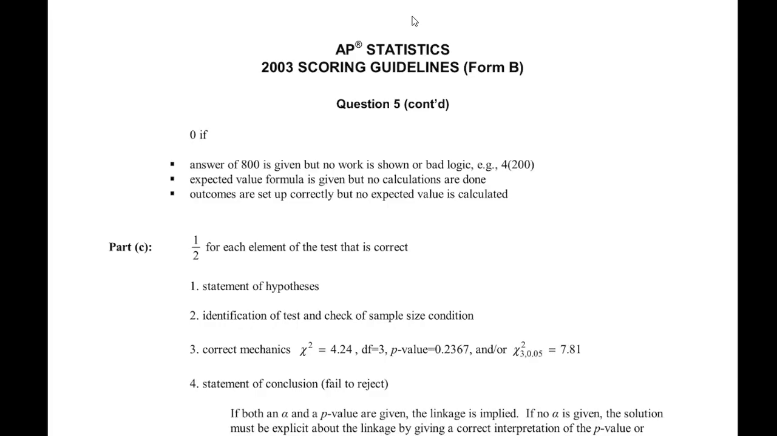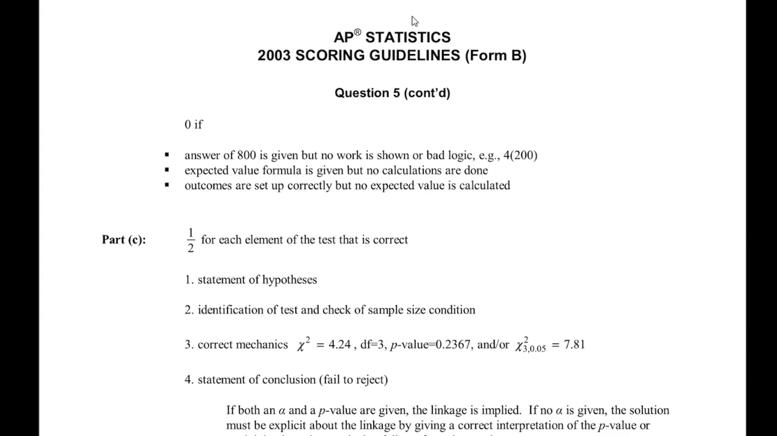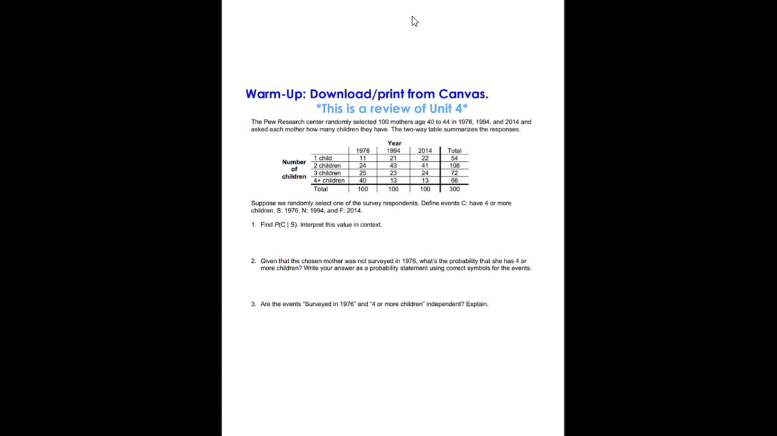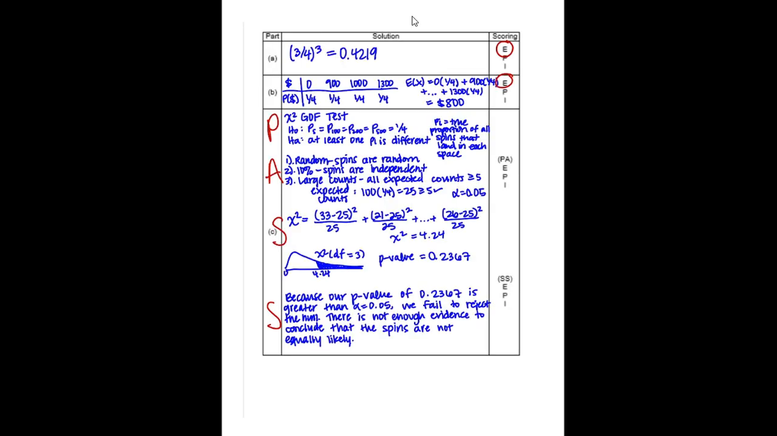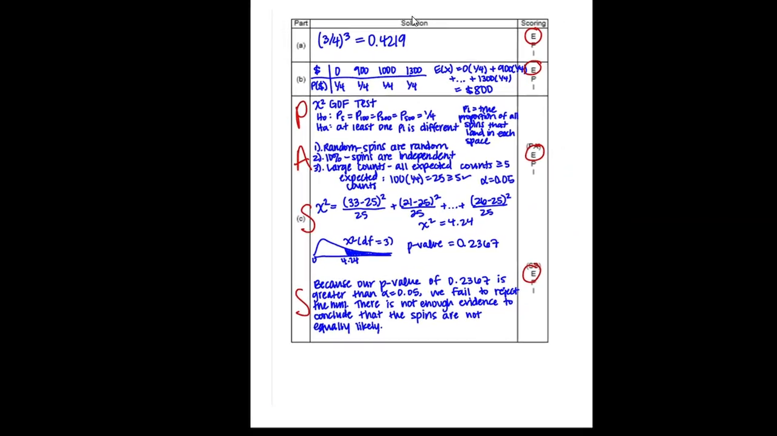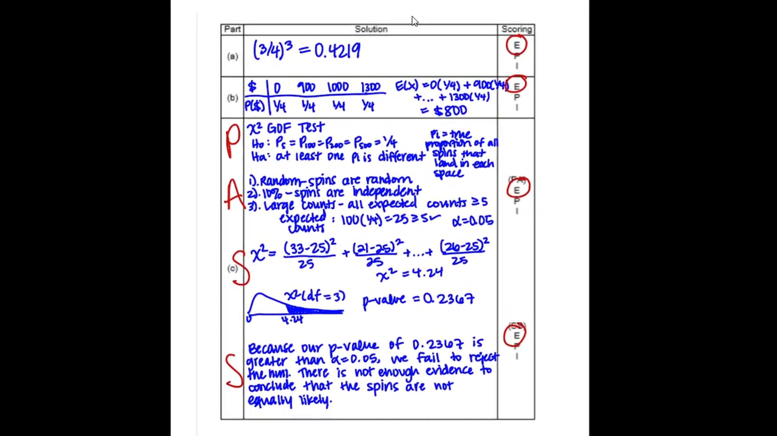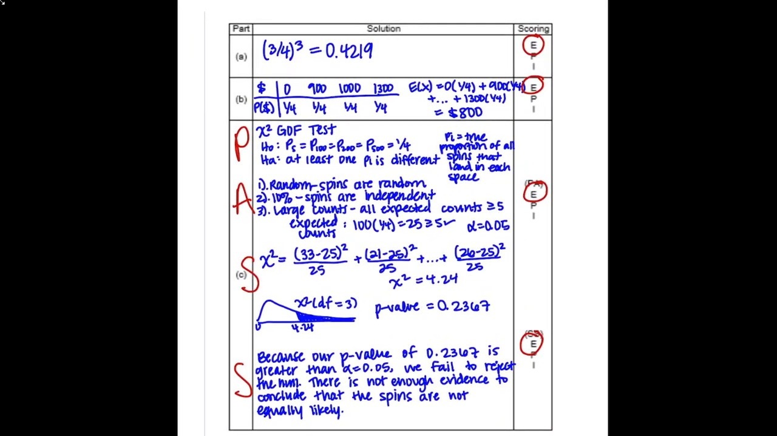And then the last part, we have correct hypothesis, correct test name, and the conditions, correct mechanics, and the statement of reject or fail to reject, etc. So we did all of that. And I got an E for those two and an E for those two. So hopefully that makes sense, and we'll keep working with rubrics as we get closer to the AP exam.